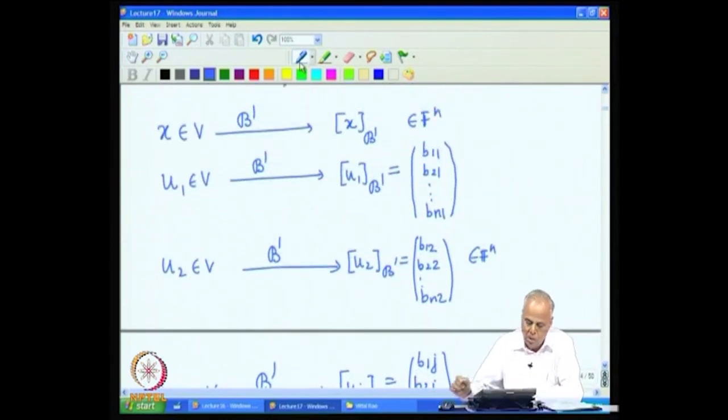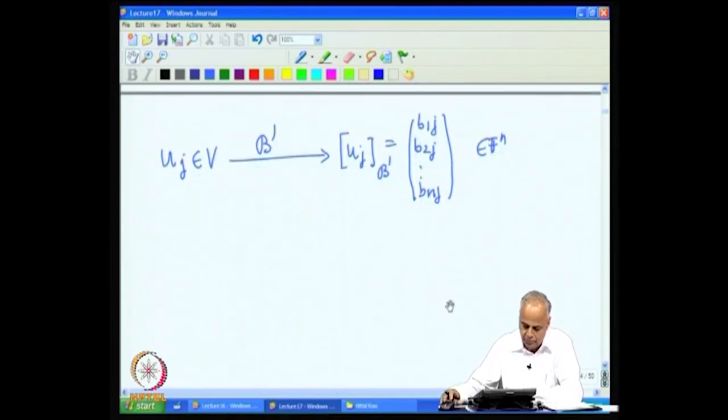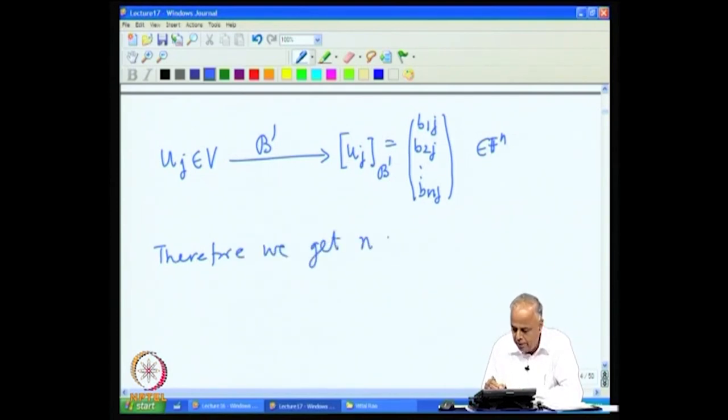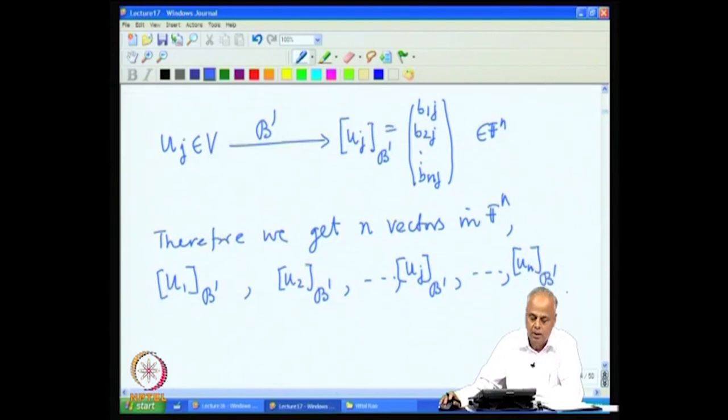Now, how many vectors in F^n do we have? There is one vector in F^n corresponding to u_1, one corresponding to u_2, and one corresponding to u_j for every j between 1 and n. Therefore, we get n vectors in F^n. What are these vectors? The representation of u_1 in the B prime basis, the representation of u_2 using the B prime basis, and so on, the representation of u_j using the B prime basis, and so on, the representation of u_n using the B prime basis.